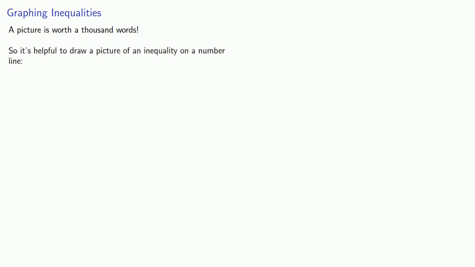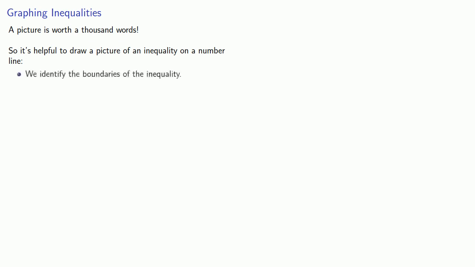It's useful to be able to move back and forth between algebra and geometry. Algebra is all about numbers and formulas and equations. Geometry is about pictures. And, as the saying goes, a picture is worth 1,000 words. So it's helpful to draw a picture of an inequality on a number line, and we'll do so as follows.